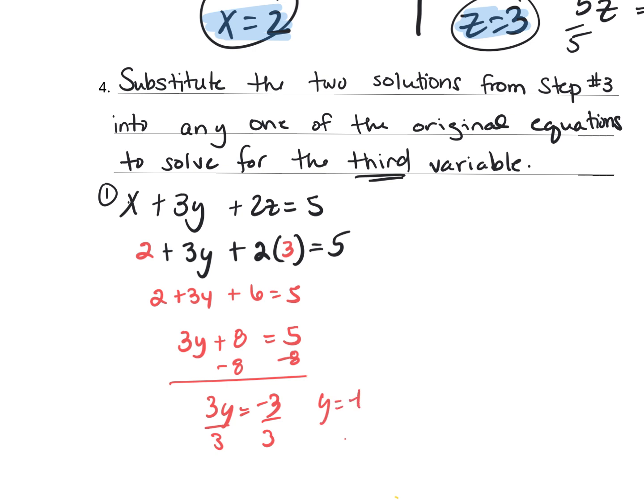Okay, this is a point, so let's please put it in alphabetical order. x is 2, y is negative 1, and z is 3. And this is your solution. I know it's long, that's a lot of work, but please be patient with it. Okay, I'm going to go and do some more examples.